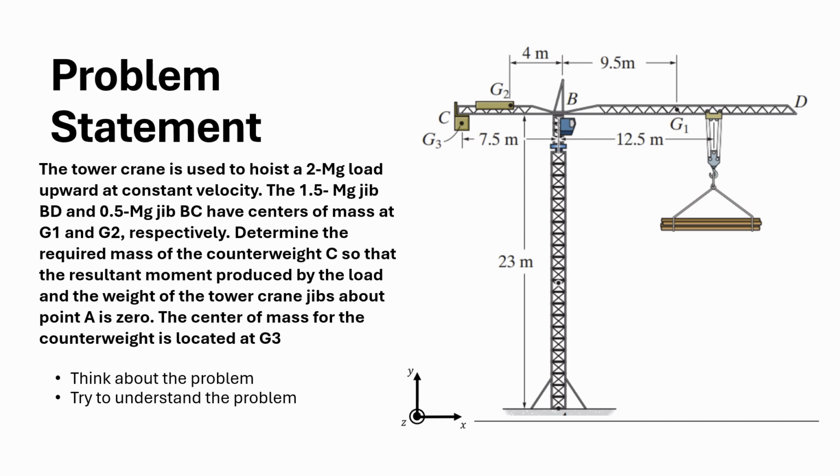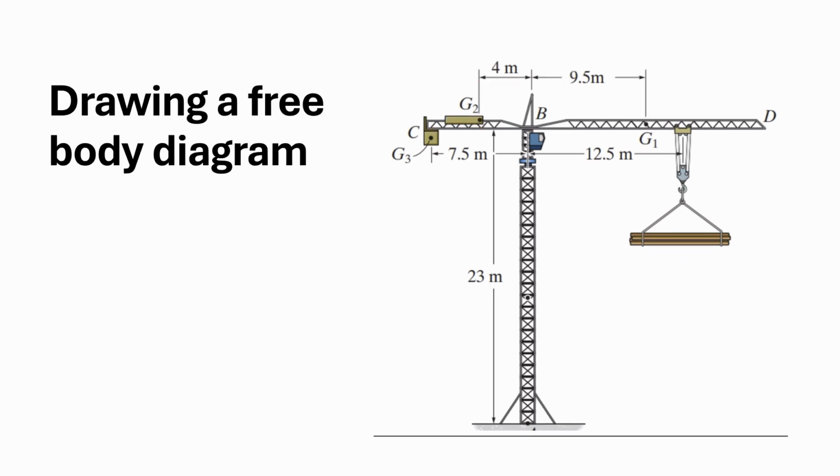Let's think about the problem and try to understand the problem. We can make note about the centers of mass at G1 and G2 and the location of the counterweight C. We should also make a note of point A and the weight that we're lifting. Let's try to simplify this diagram by drawing a free body diagram.